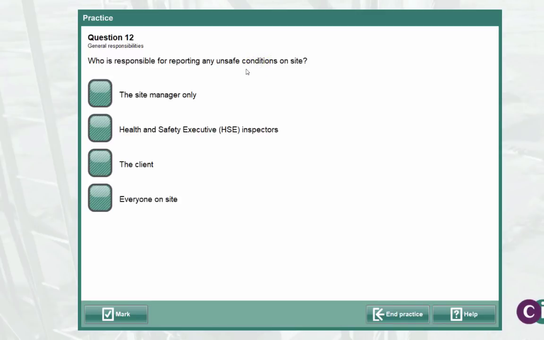Who is responsible for reporting any unsafe conditions on site? The site manager only. Health and Safety Executive, HSE inspectors. The client. Everyone on site.